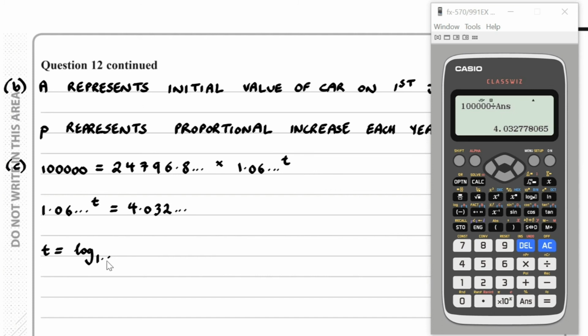And so therefore, t is equal to log base 1.06, etc. of 4.032, etc. And if I work out what that is, I've got log base of the 7th root of 25 over 16 of this, and it turns out we get 21.87, etc. And so therefore, we can conclude where it first exceeds 100,000, that will be the year of 2022.